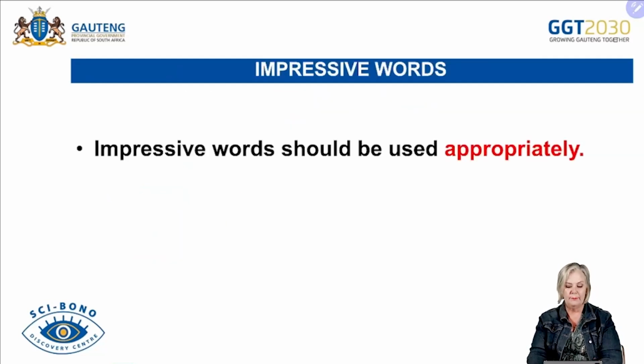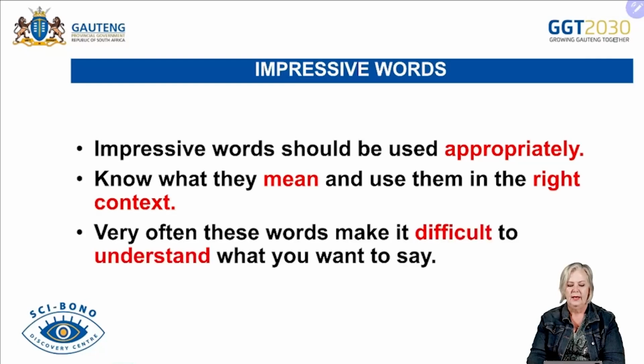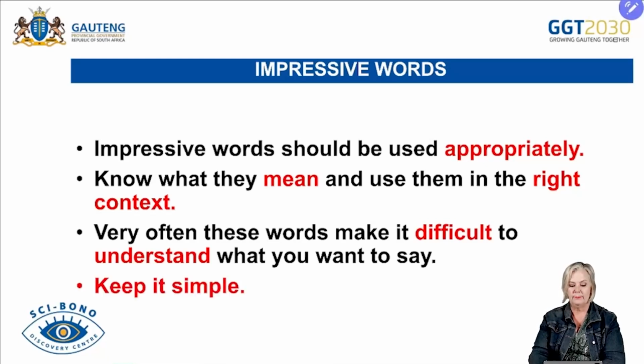Let's take a look at impressive words. Your impressive words could be used, but should be used appropriately. Know what they mean and use them in the right context. Very often, these words make it difficult to understand what you want to say. It's very much like you use the word and then it doesn't make sense in the context of the sentence. So the meaning of what you have written goes to waste. And that is something we need to avoid as much as possible.